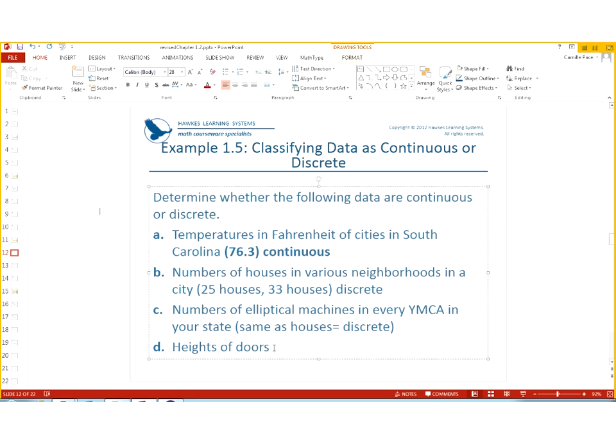Okay, heights of doors. So you can say your door is 6.5 feet tall. That's a tall door. And you can also say you have a door that's 5 feet tall. Because you can use decimals, this is continuous. Okay? I hope that helped it make sense. It's just practice that will help with these.